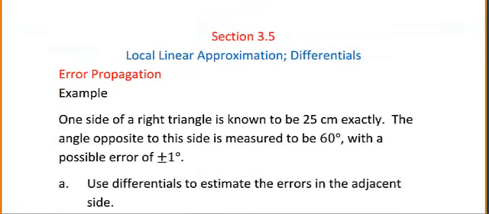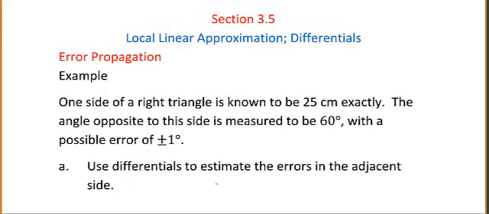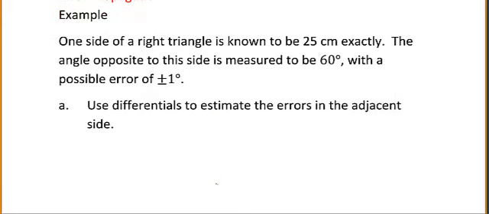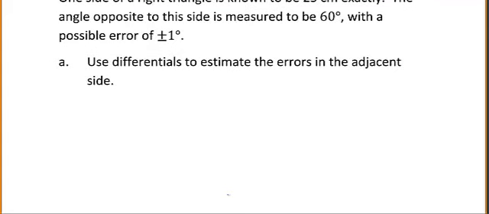So let's consider this example. Pretend one side of a right triangle is known somehow to be exactly 25 centimeters. The opposite angle of this right triangle is 60 degrees, with a possible error of plus or minus 1 degree in the measurement of that angle. Let's use differentials to estimate the error when the adjacent side is computed. So let's make a little drawing of this situation.